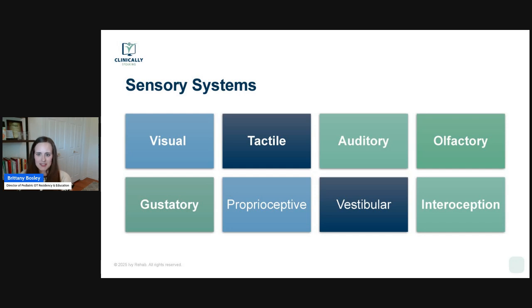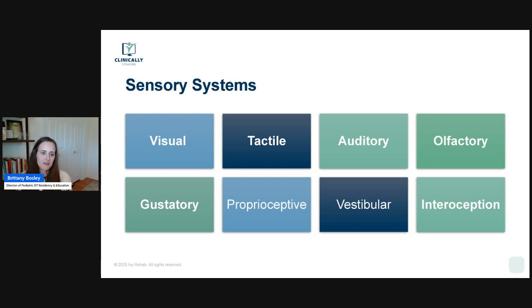So let's dive in to our sensory systems. To truly understand sensory integration, we must first understand our sensory systems. These systems help us process and make sense of the world around us. We're used to hearing about the 5 traditional senses, but there are 3 more systems that play an essential role in how we interact with our environment and navigate daily life.